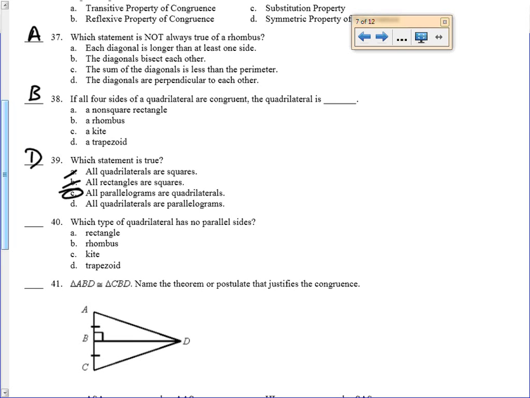40. Which type of parallelogram has no parallel sides? Rectangle? Yeah, it does. Rhombus? Trapezoid? Yeah. Here's the big statement with a trapezoid: one pair is, one pair isn't. What's one pair is and one pair isn't? Parallel. Okay, so it's C, like you said, a kite. All right, that's 31 through 40. Any questions on them?